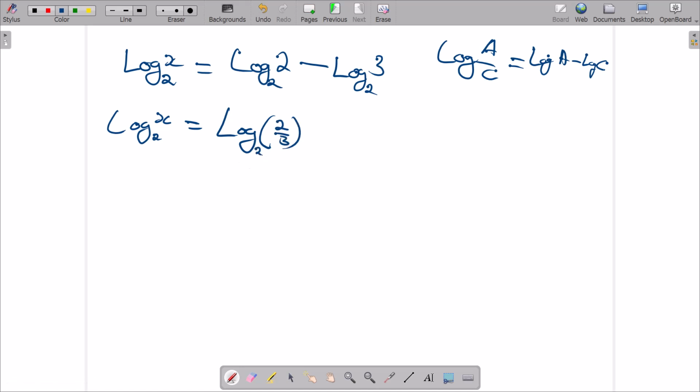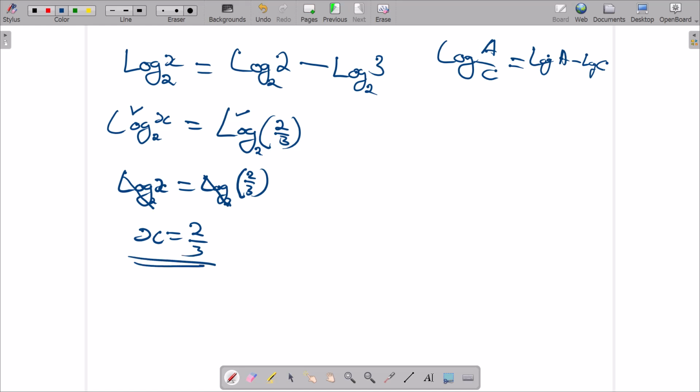And actually on both sides you can see that we have log base 2, log base 2. So on this side we have base 2, and on this side, 2 over 3 is also base 2. So it means we can cancel this guy. We can divide both sides by log base 2. So we remain with x equals 2 over 3. That will be our final answer.